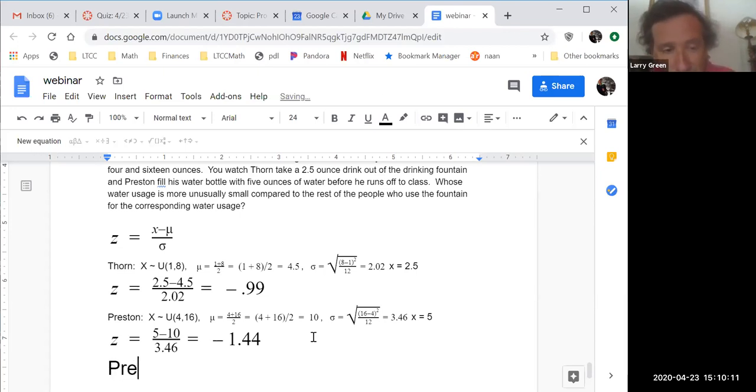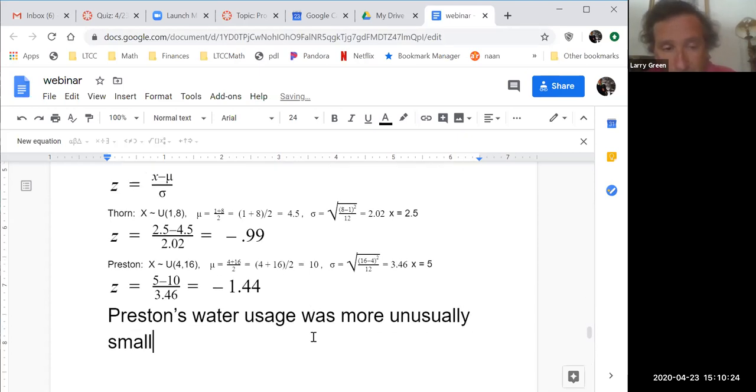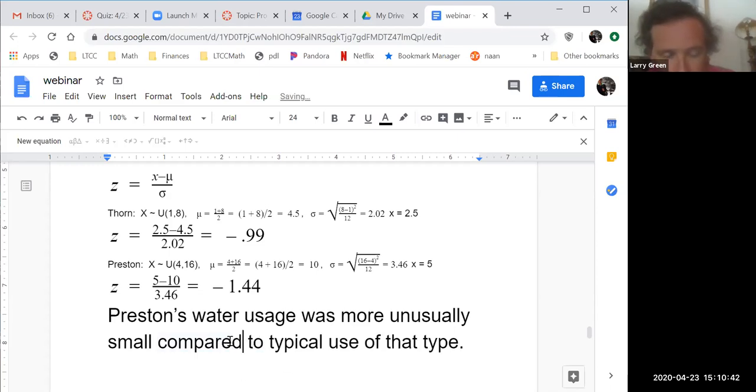So we could say Preston's water usage was more unusually small compared to typical use of that type. Okay. Any questions on this? Any questions?